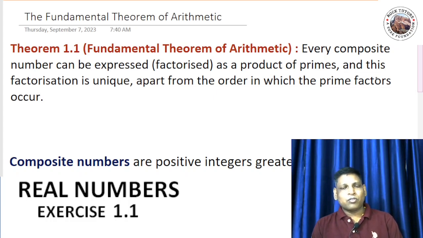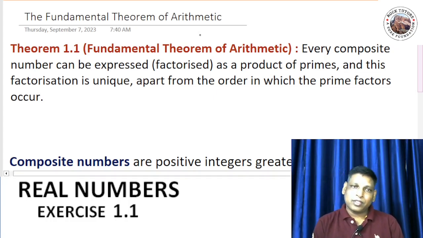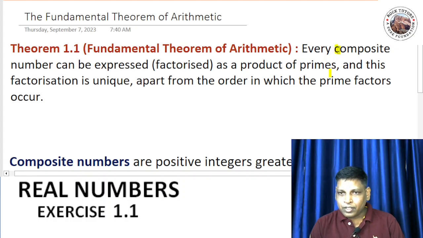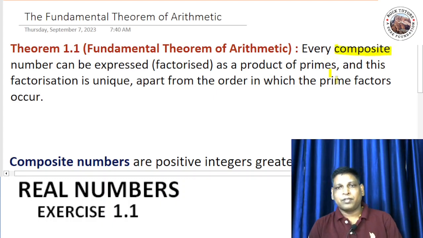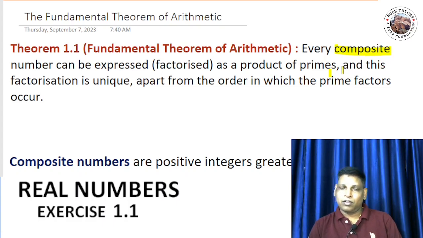Okay, now what is meant by composite number? Here it is given that every composite number is said that. What is the composite number? First of all, you should know what a composite number is, then we'll go to the fundamental theorem of arithmetic. One second. What is meant by composite number?